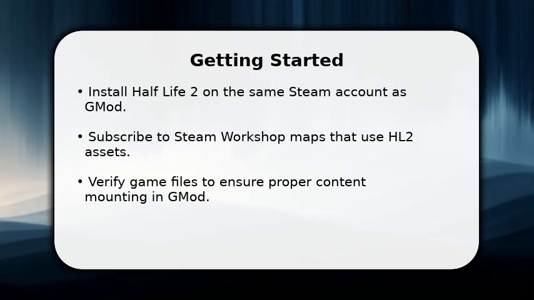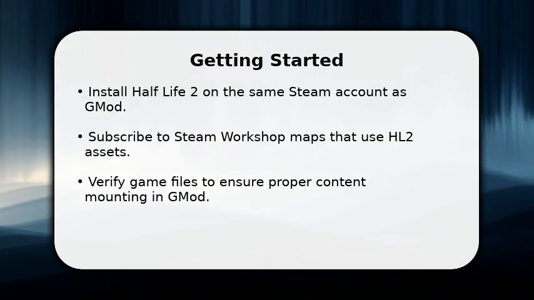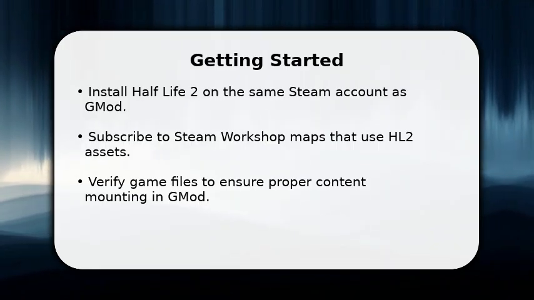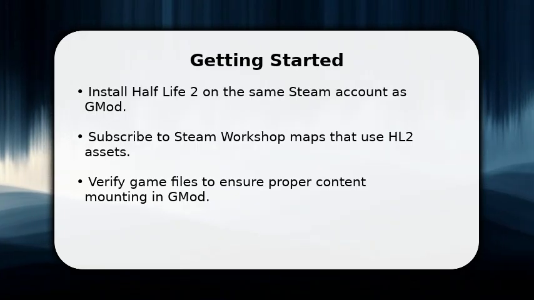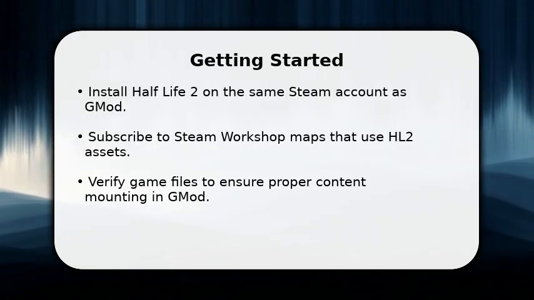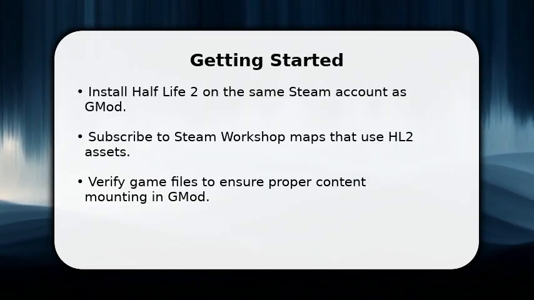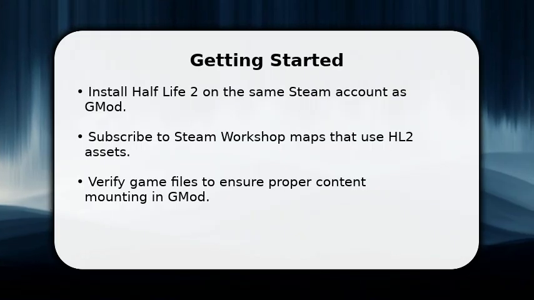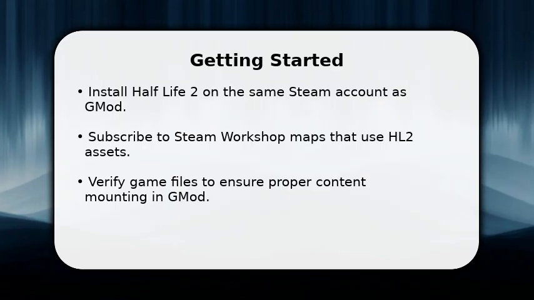Enjoy the video. In this video, I will explain how to play Half-Life 2 on Gmod. First, install Half-Life 2 and ensure it is on the same Steam account as Garry's Mod so assets can be mounted. Then launch Gmod, open the mount list, and enable Half-Life 2 content. Restart Gmod after mounting to load textures, models, and sounds correctly so maps display as intended.